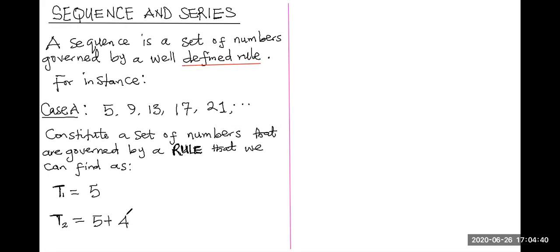plus 4. Similarly, the third number, T3, the third term, can also be gotten from the second number, but since the second has its origin from the first, it implies that you can also trace the origin of the third term from the first number by saying 5 plus, to get the second number, you add 4, and from the second number, you add 4 again, and you have 13. So you just simply add 4 times 2, which is 8. So we have 4 multiplied by 2. And the fourth term, T4, is equal to 5 plus, in similar manner, 4 multiplied by 3.